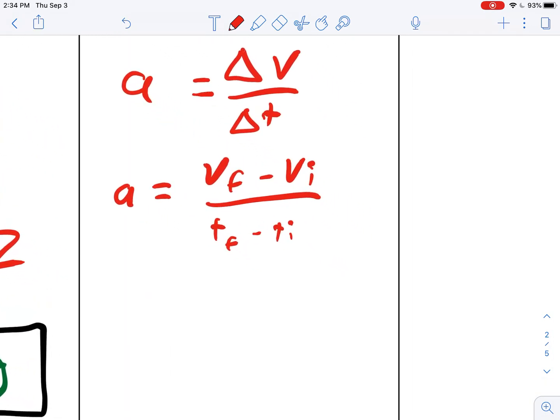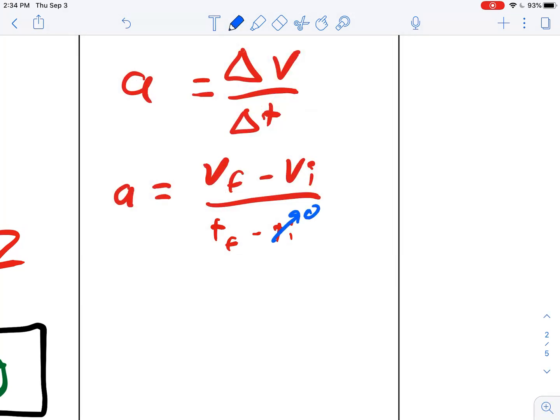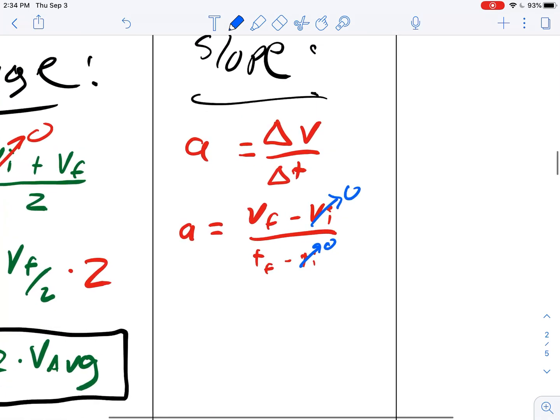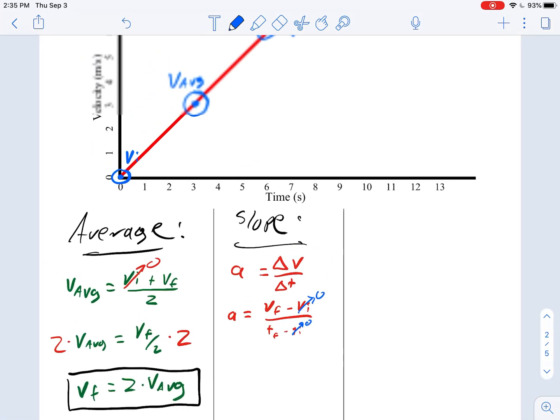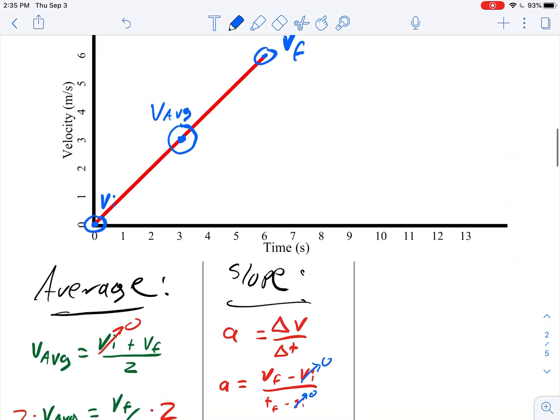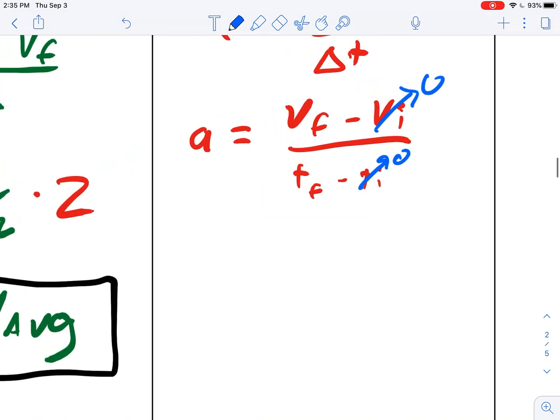Okay, so the initial time is just 0, so it's not even there, and the initial velocity in this case is also 0, so it's not even there. All right, and so what we wind up with is this relation: acceleration in this case is just final velocity over time final, where the time final is just any point in time that we're interested in looking at on the graph. Because we're going to start our clocks at 0, it becomes unnecessary to label the time with the little f.